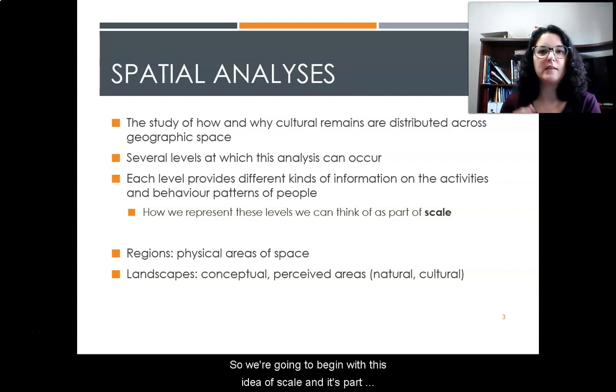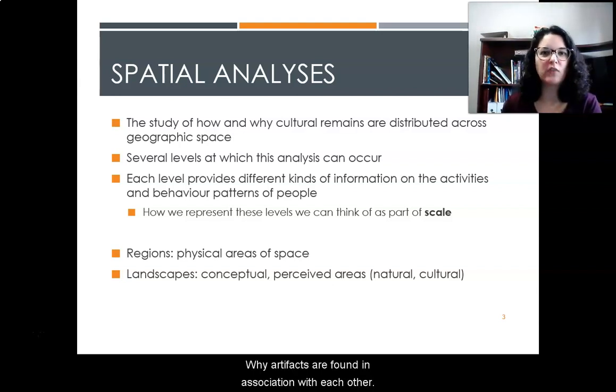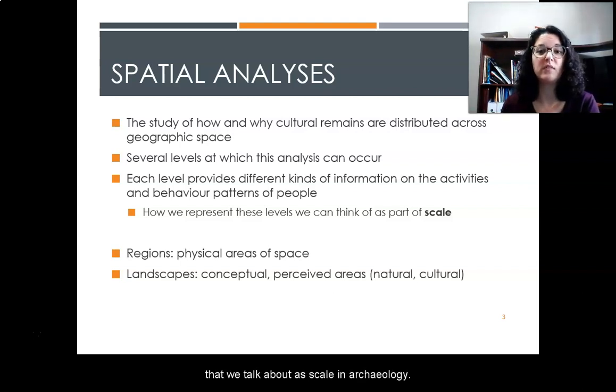So we're going to begin with this idea of scale, and it's part of spatial analyses. Because archaeological sites and cultural remains are distributed across geographic space, we want to understand that, right? We want to know why sites are found where they are, why artifacts are found in association with each other. So there's a whole bunch of different levels at which we can do this analysis, and this is one of the ways that we talk about scale in archaeology.